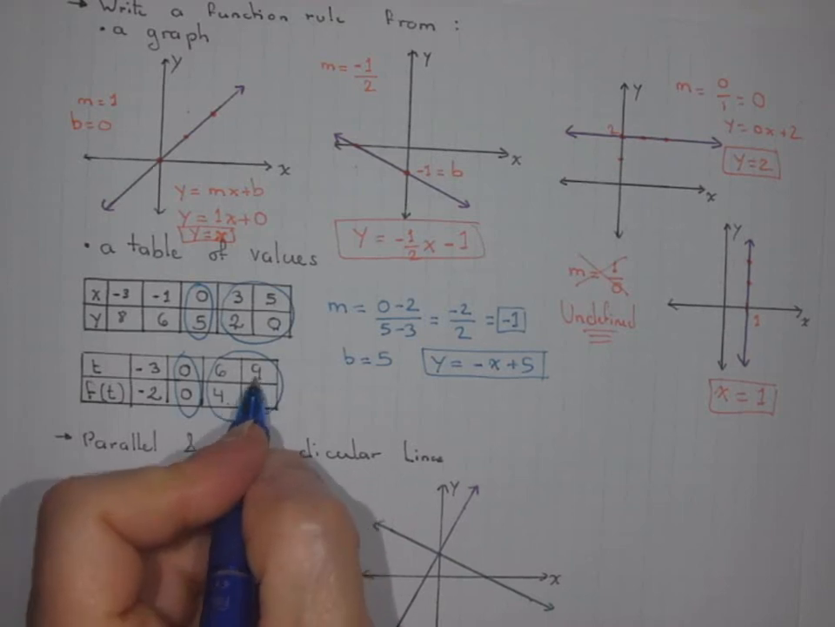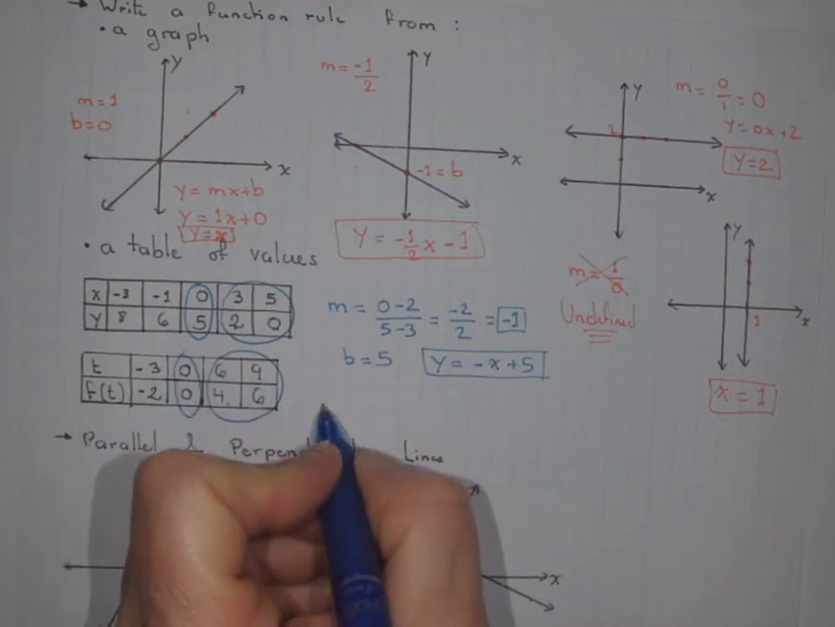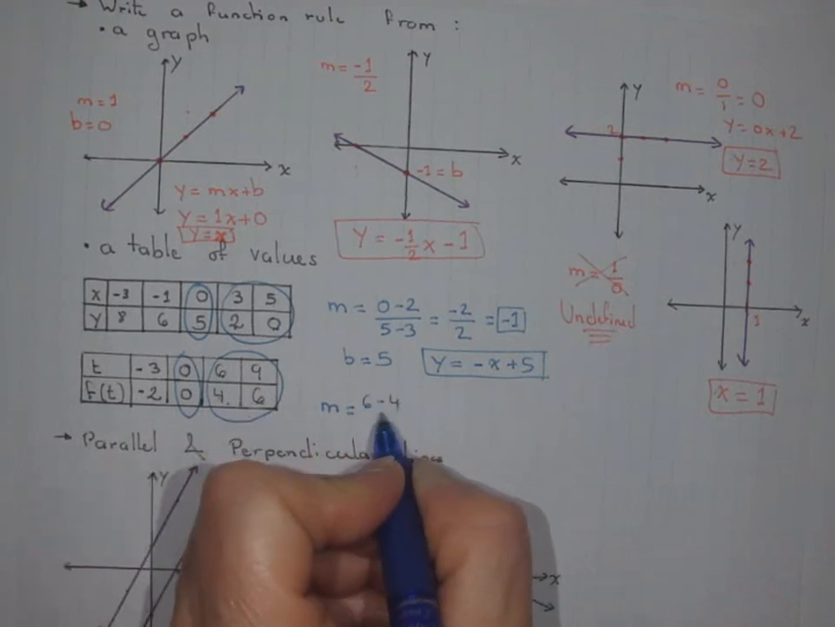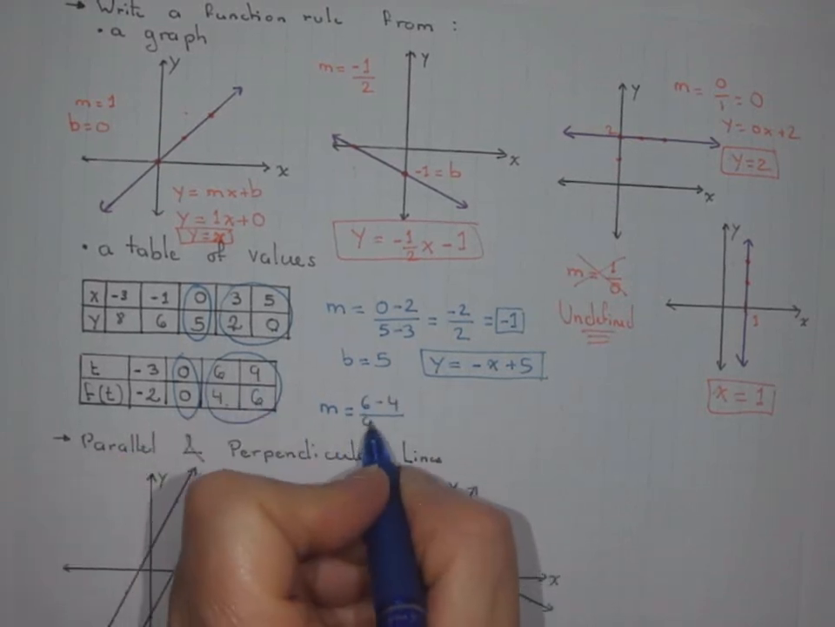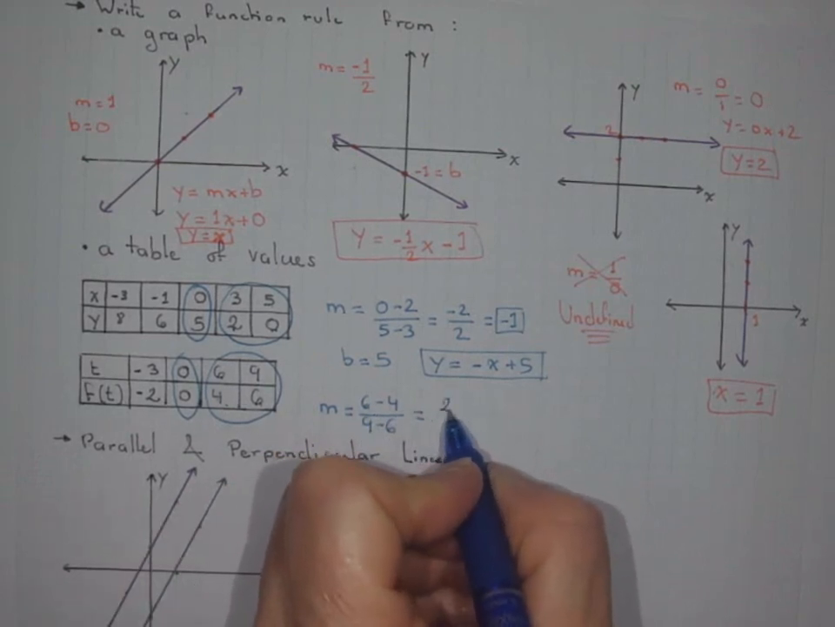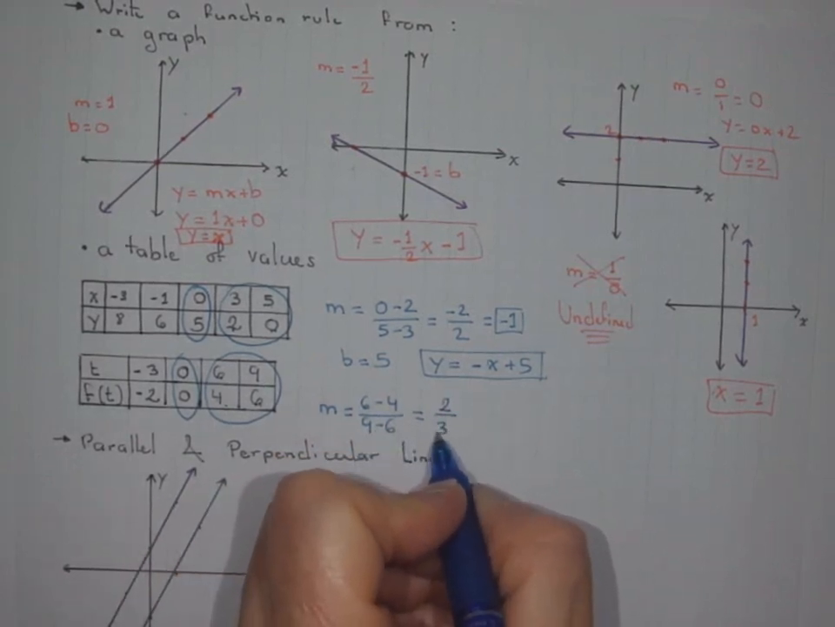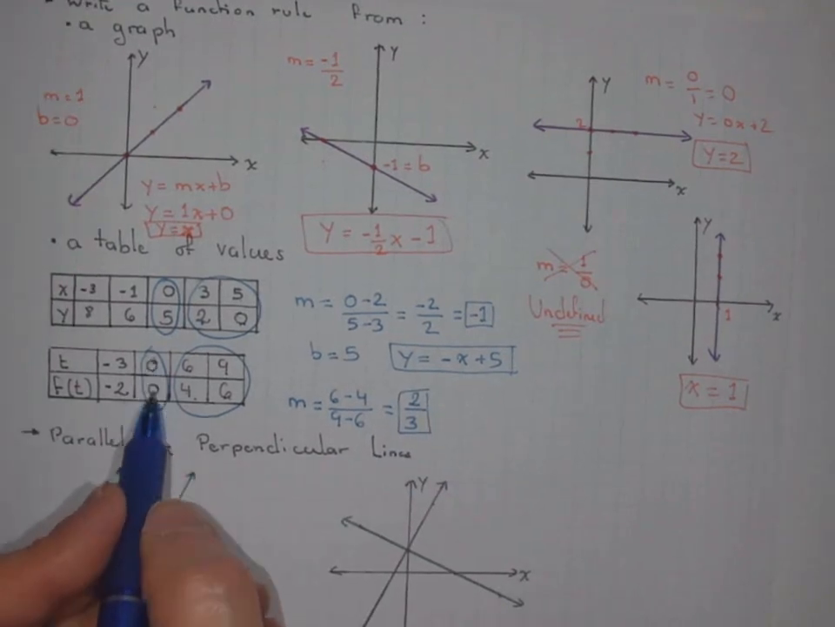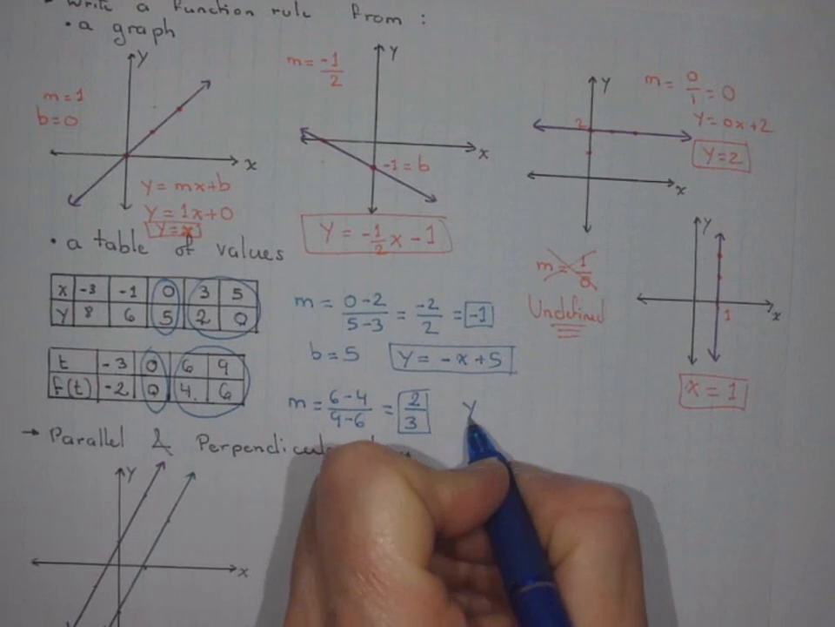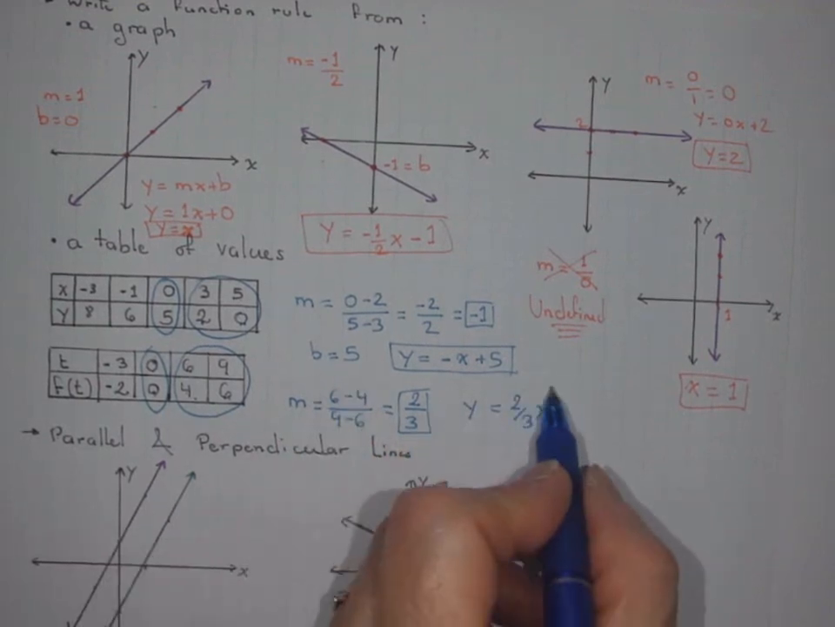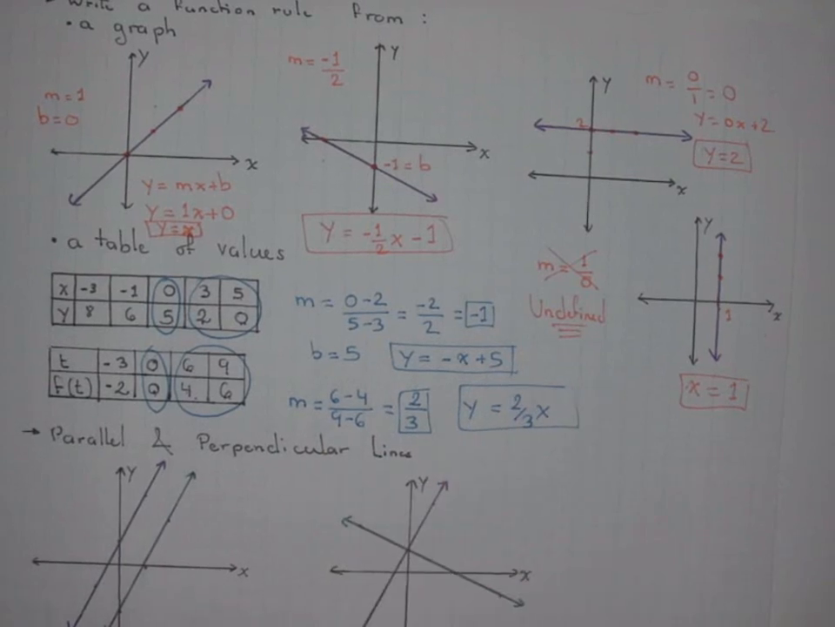y2 minus y1 over x2 minus x1. So m, the slope, will be equal to 6 minus 4 over 9 minus 6. And so 6 minus 4 will be 2, 9 minus 6 will be 3, and so the slope will be 2/3 here. And the y-intercept we said was 0, so the equation will be y is equal to 2 over 3x plus 0, but we don't need to write that down. Okay?